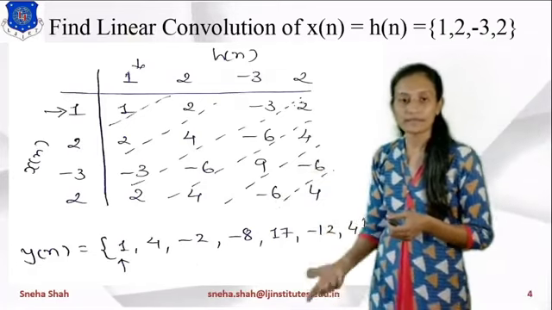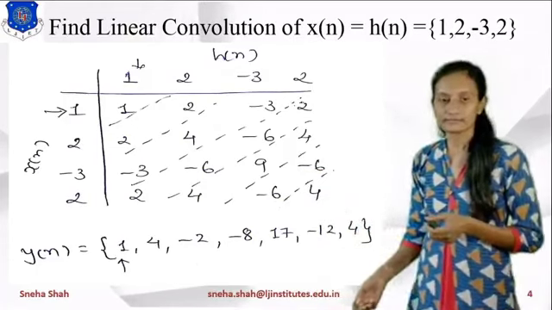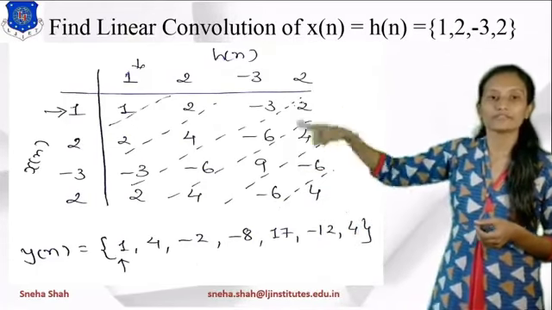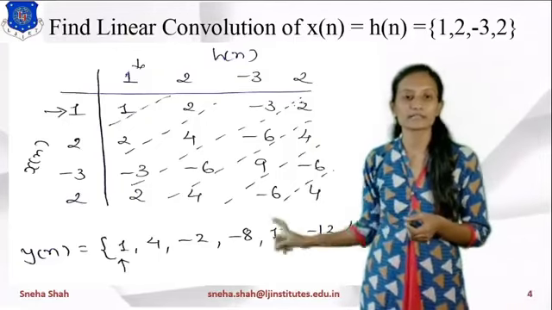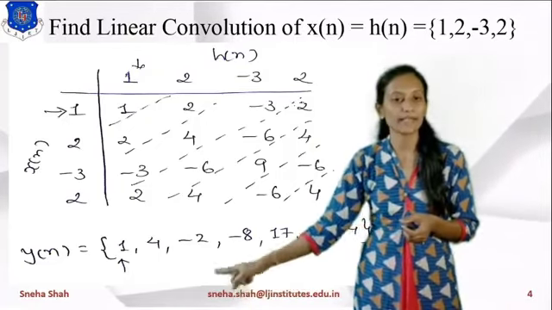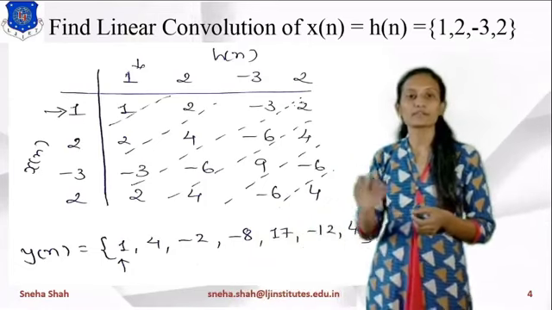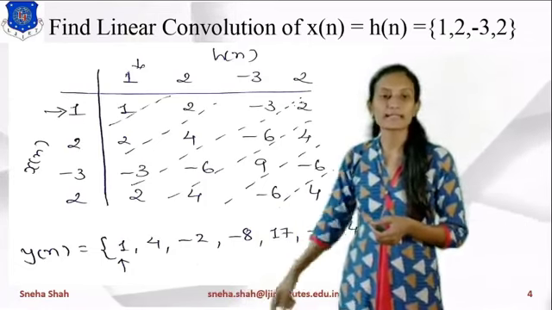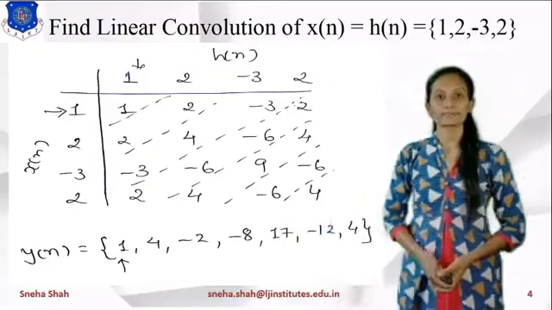Now in the answer, we will write the arrow. As you can see, the arrow is given in the x of n and h of n at the first position, and in the output also there will be an arrow below the first position, because 0 plus 0 will give you 0. So the first term is considered as n equals 0.